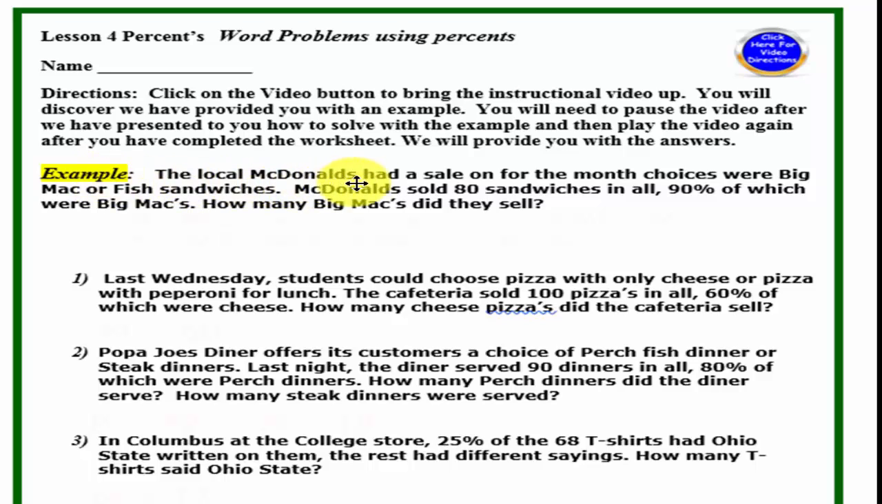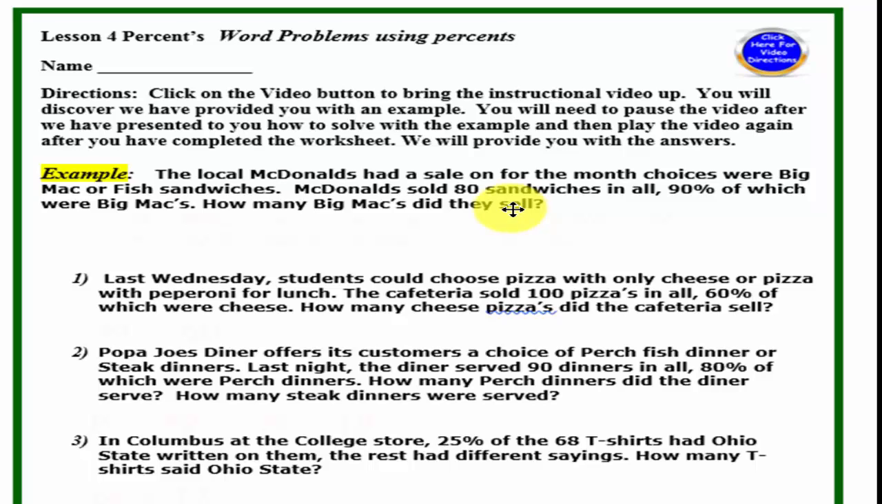The local McDonald's had a sale on for the month. Choices were Big Mac or fish sandwiches. McDonald's sold 80 sandwiches in all, 90% of which were Big Macs. How many Big Macs did they sell?